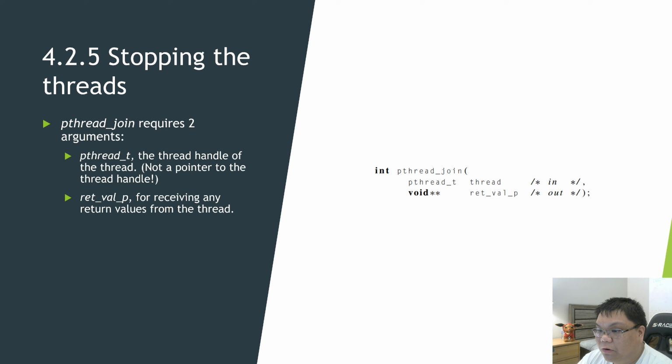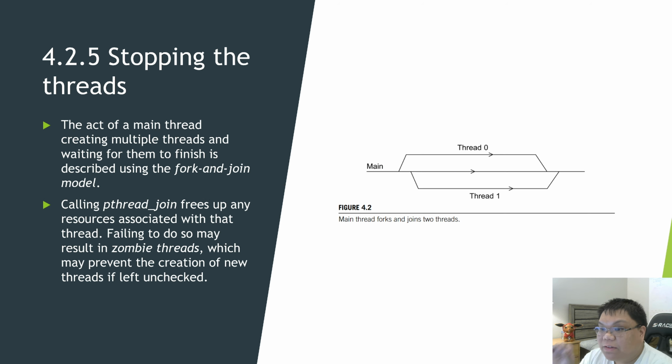So every call to pthread_create must have an accompanying pthread_join somewhere after that. When we call pthread_join, we pass in a thread handle for the first argument and another variable called return_value_p for receiving any return values from the thread. We don't have anything for that, so we're just going to pass in NULL for our purposes. The act of a main thread creating multiple threads and then waiting for them to finish is described by what's called the fork-join model.